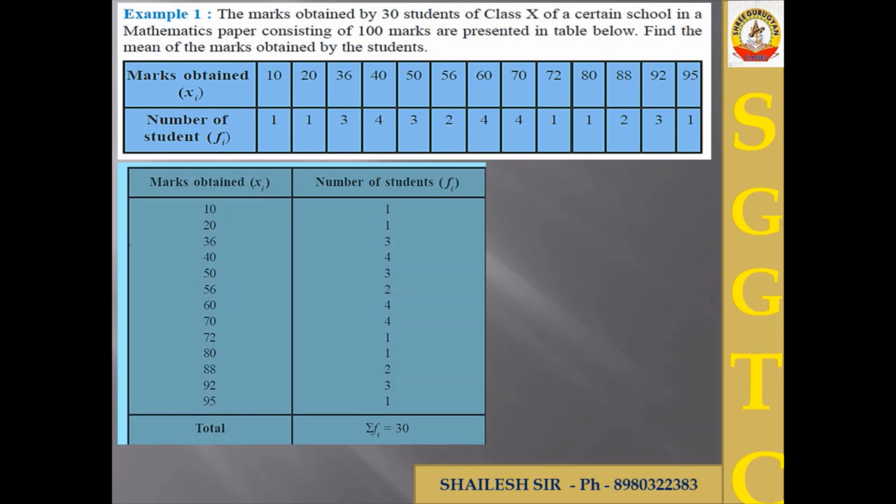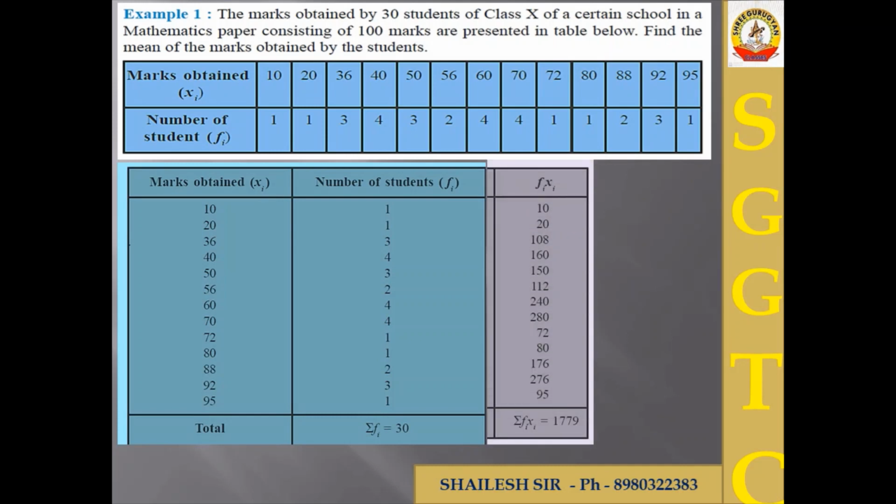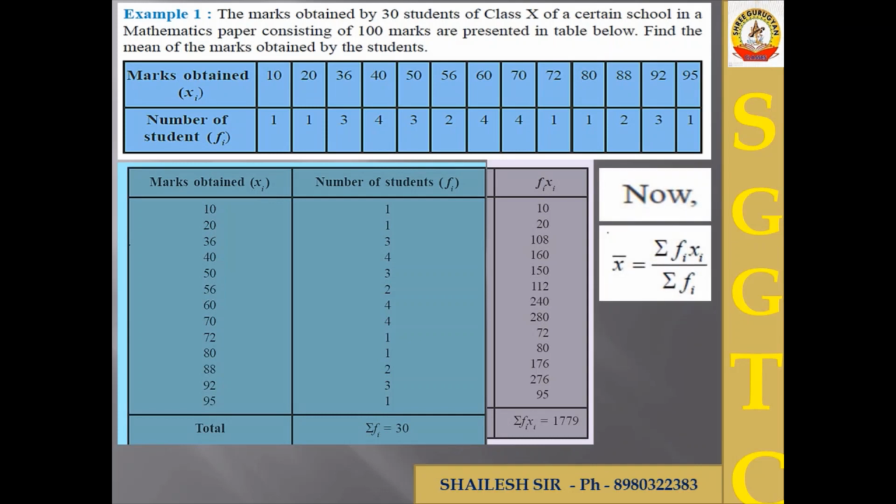Now I go to our first method, the direct method, fi into xi. Students, fi into xi means 10 into 1 is 10, 20 into 1 is 20, 36 into 3 is 108, 40 into 4 is 160, 50 into 3 is 150, and like this you multiply all the way to the last, 95 into 1, which is 95. Adding all the data one by one gives sigma fi xi. Apply these values in our first formula, sigma fi xi upon sigma fi: 1779 by 30. Dividing to 1 or 2 decimals, you get 59.3 marks. That is the mean of the given marks of 30 students.